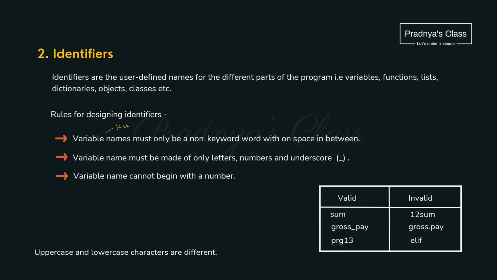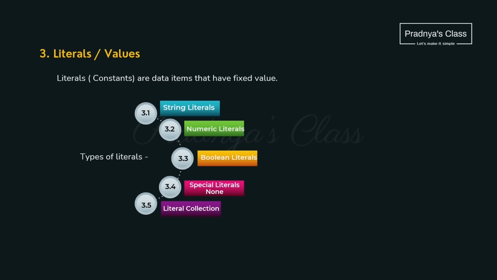Variable name should not be keyword. It must contain only letters, numbers and only the special symbol underscore is allowed. And the variable name should not begin with a number. We know that Python is a case sensitive language, so uppercase and lowercase letters are different. Make sure you are clear with this concept because you may get a question where you need to identify valid or invalid identifier. Here comes the third token, that is nothing but literals.